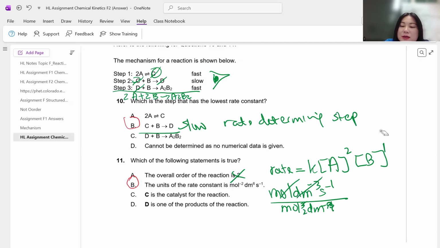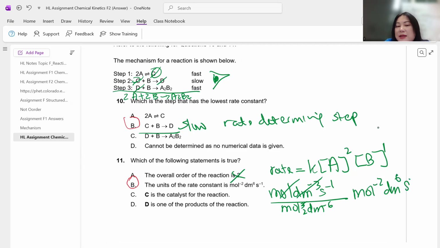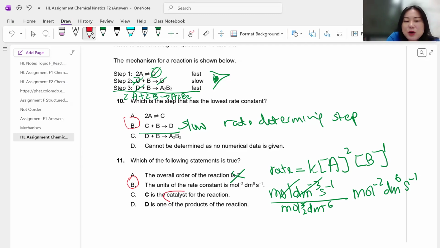So it gives us mol minus 2 dm 6 second minus 1. So which is correct, right? But we'll continue. C is a catalyst. So why is C not a catalyst? Because it is consumed. If it's a catalyst, it's consumed and has to be regenerated. We are not seeing its regeneration. So C is a catalyst is wrong because it is not regenerated.